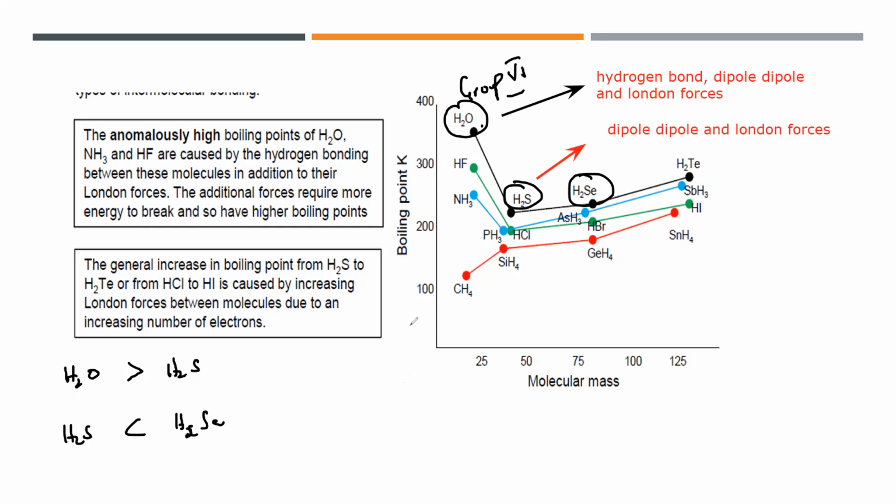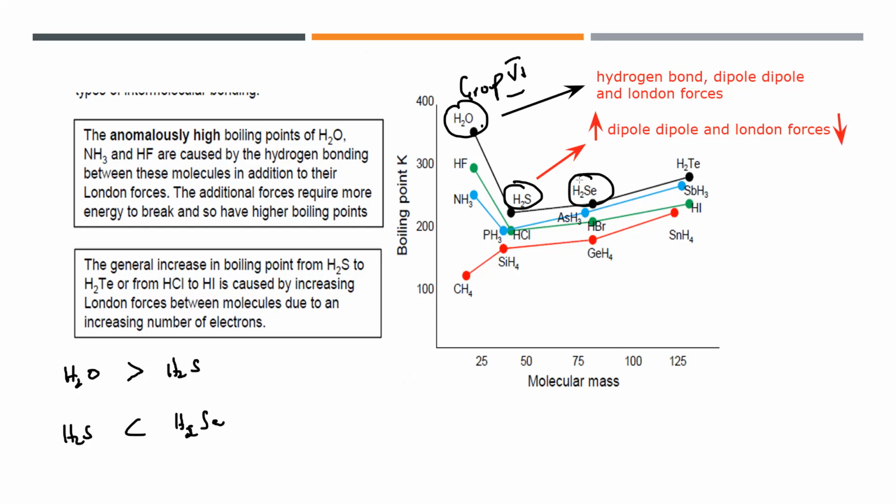London forces are always there, but considerable London forces arise as the number of electrons increases. So what happened? This will have a strong dipole, but weak London forces because the number of electrons is less.